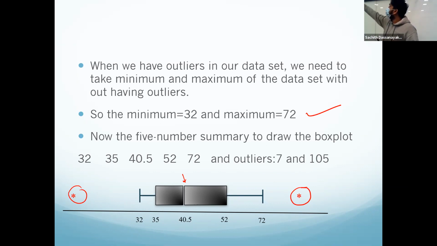Either you can mention min, Q1, Q2, Q3, max, and mention what those values are, or simply mention the values like this. That's fine. Okay, but definitely mention what the values are. Otherwise, who knows what the values are? Clear?